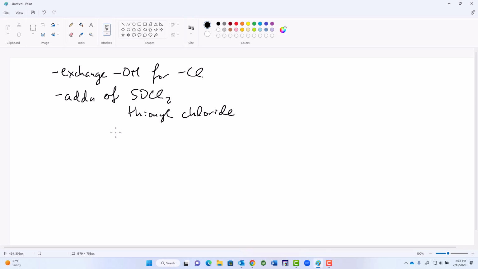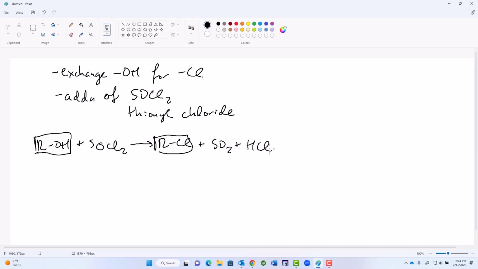This is a powerful reagent. It's going to do a substitution reaction of OH with Cl. The mechanism for this is beyond the scope of this course, but a sample reaction would be ROH plus SOCl2 would result in RCl. So we've done the substitution. We've gone from ROH to RCl, and then that generates an equivalent of sulfur dioxide and an equivalent of HCl.